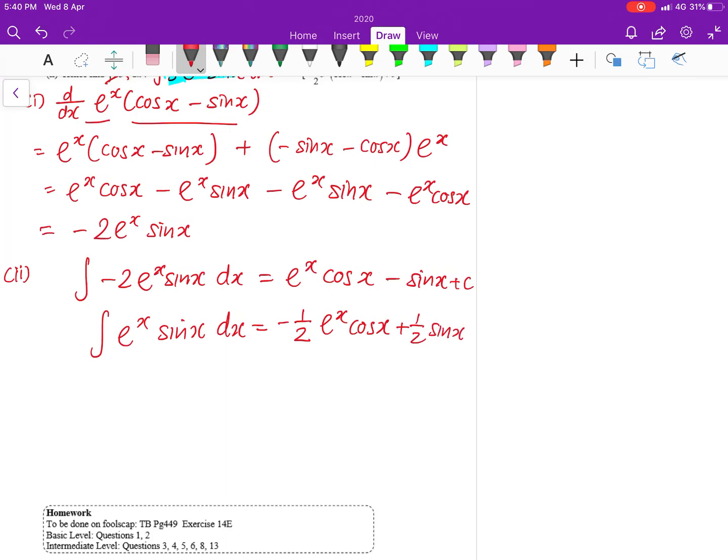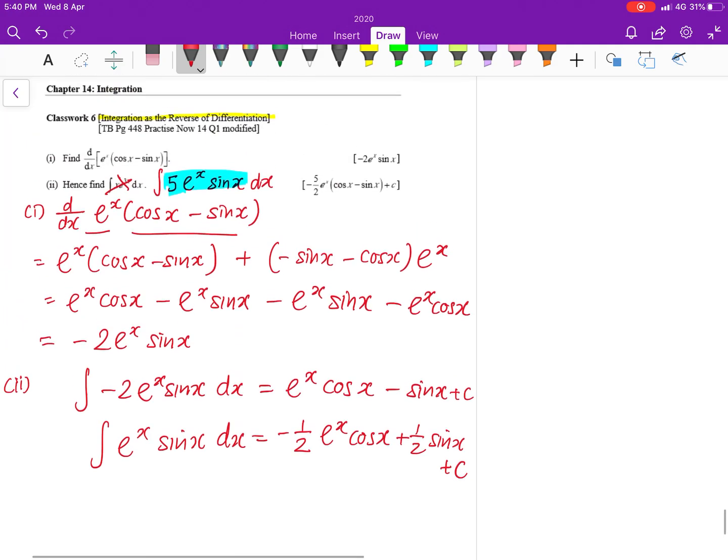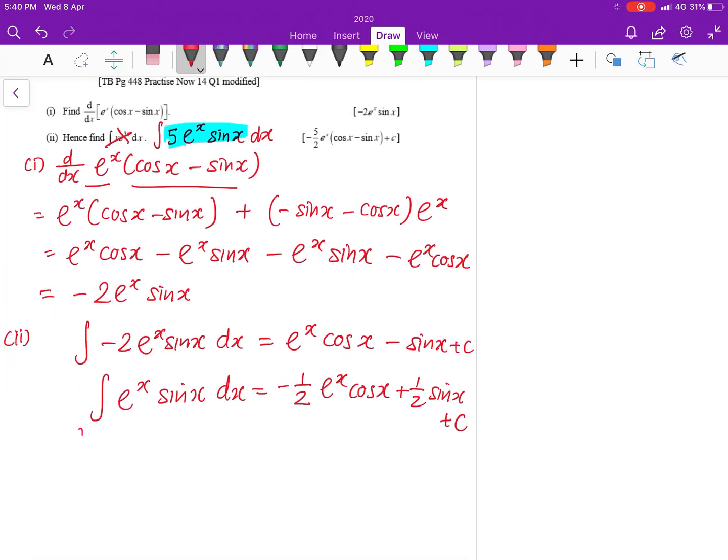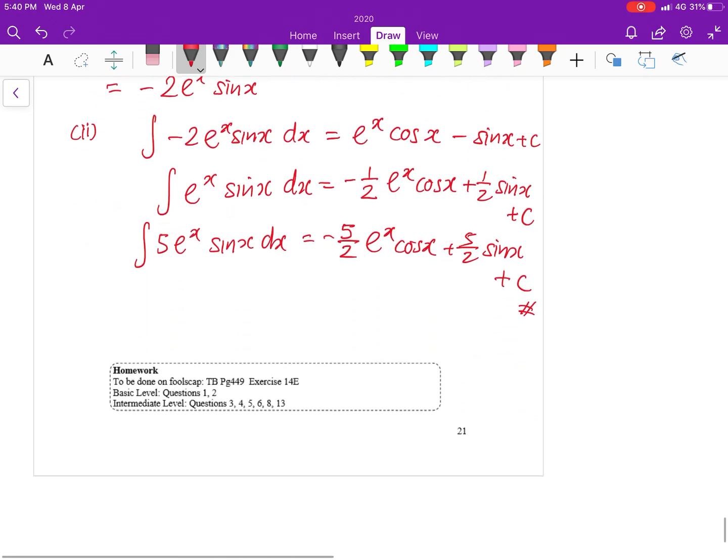Divide by negative 2, so it becomes plus half sine x. Again, put plus c, never mind. Then now I need the integration of 5 ex sine x, so I just multiply by 5. Multiply the 5 in. On the other side, I must balance it out, so I must also multiply by 5. For the c, you don't write 5c, you just remain as plus c. So this is the correct answer. Please change the question. The question is wrong.